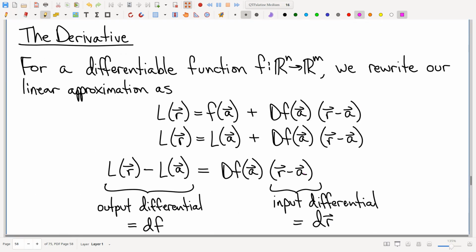Now this next couple of pages is really just interpretation. There's not really anything particularly new on this next page. It's just a way to think about what we've already defined. So here's our linear approximation formula.